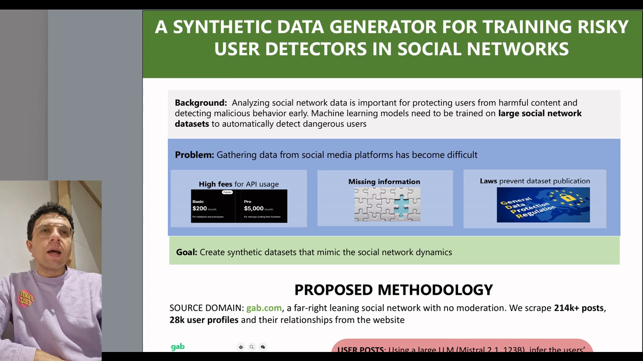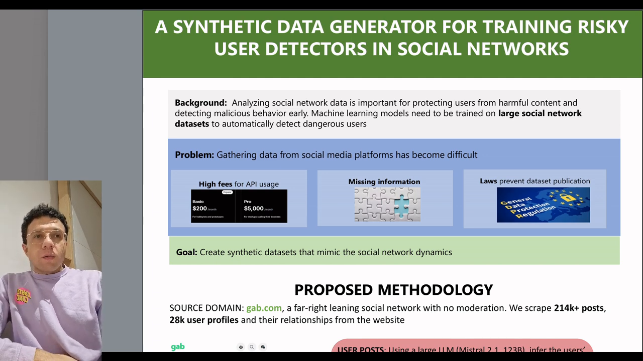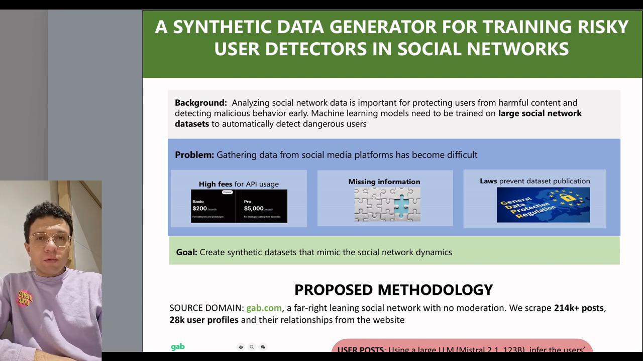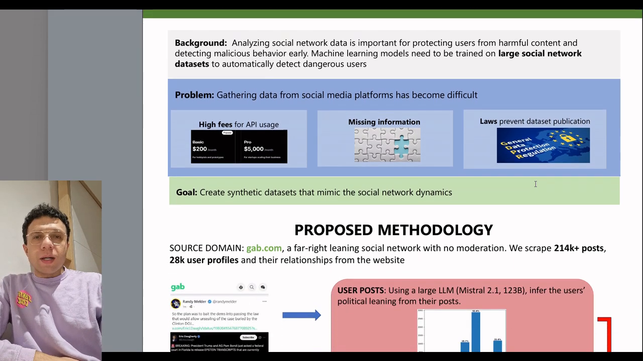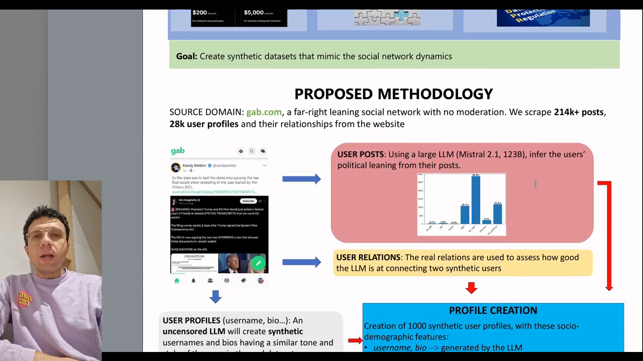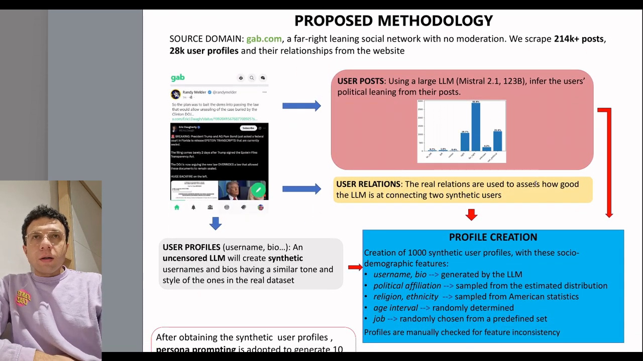using datasets. Our goal with this work is to propose a strategy for how to use information coming from a real social network to generate a synthetic one. As source domain, we choose gab.com, a social network platform popular in the United States, which lacks content moderation, allowing users to post risky or hateful content without risking to being banned or blocked.